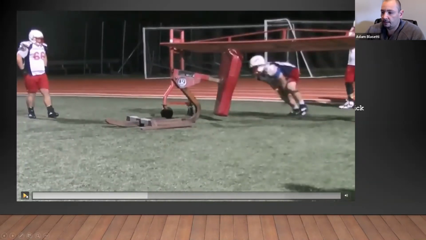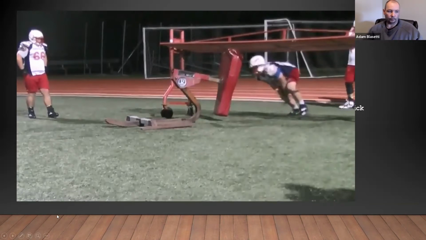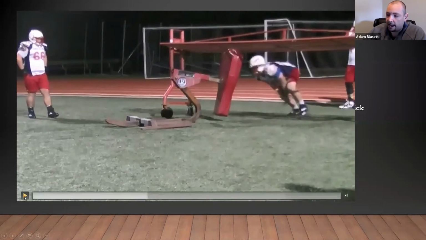Again, aiming point, I used to teach a clap where the O-lineman would bring their hands together and clap down at the bottom so that I knew that they were bringing their hands in tight, and they're throwing their hands from low to high.